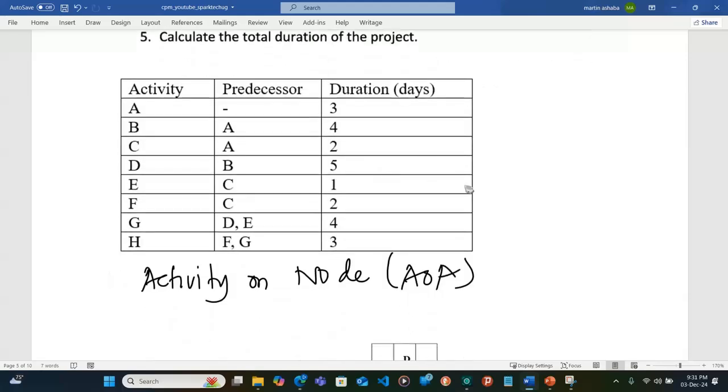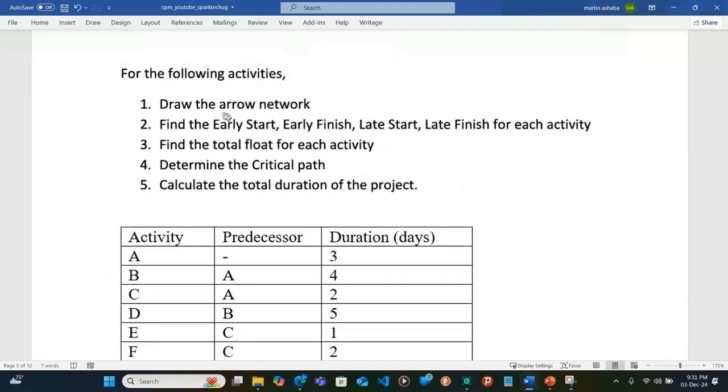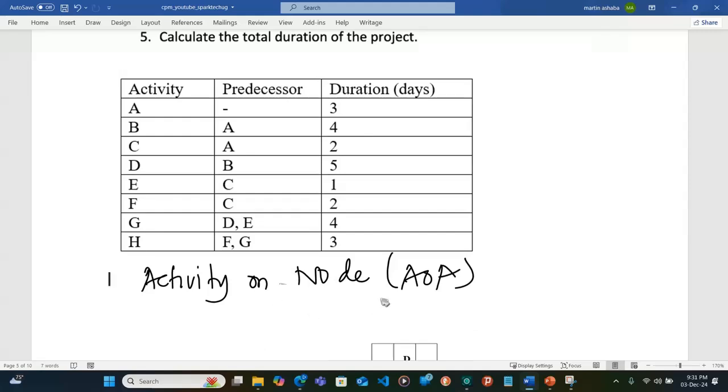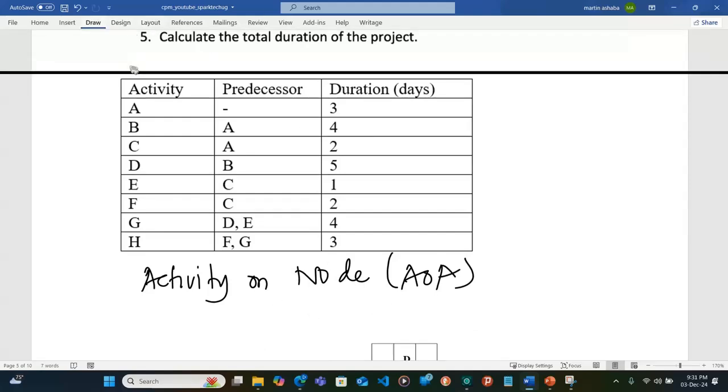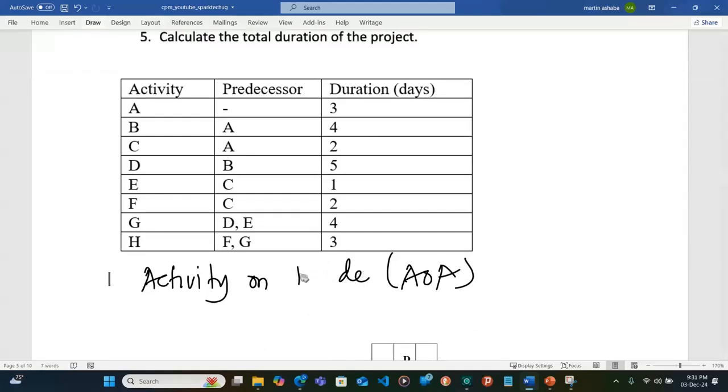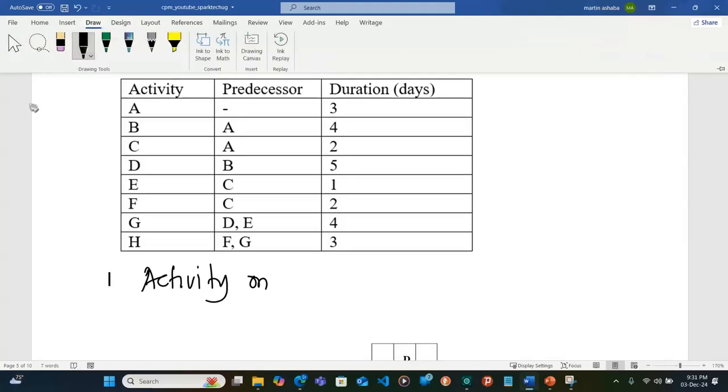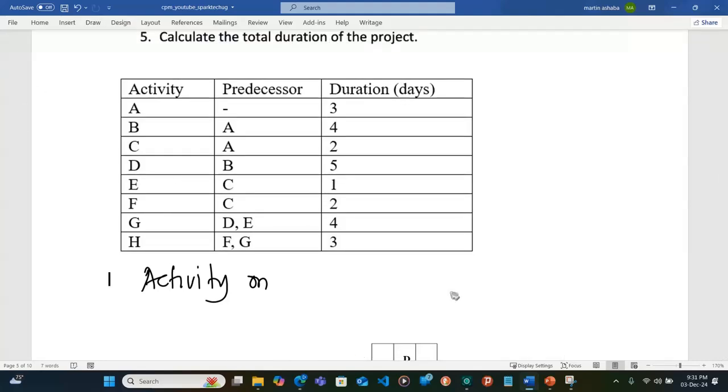So let's begin right away by doing the network. We are going to use activity on arrow. Okay, let's use activity on node. We're going to use activity on node, whereby the activity and its duration are indicated on the node with their earliest time to start and earliest time to finish, latest time to start, latest time to finish.